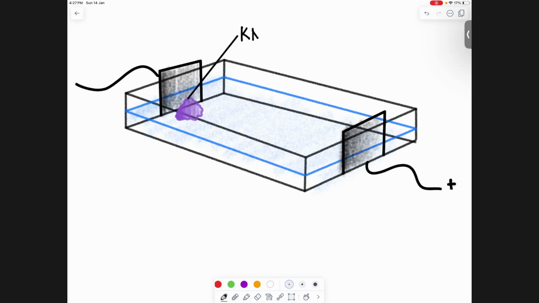It is KMnO4, right? And it has two ions in it, K+ and MnO4-. Do you know what provides the purple color?